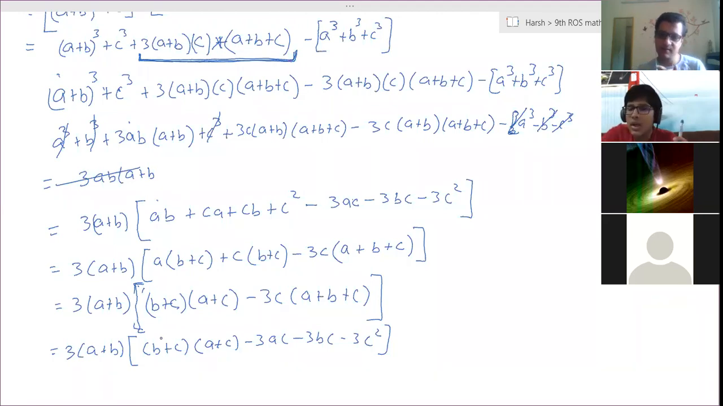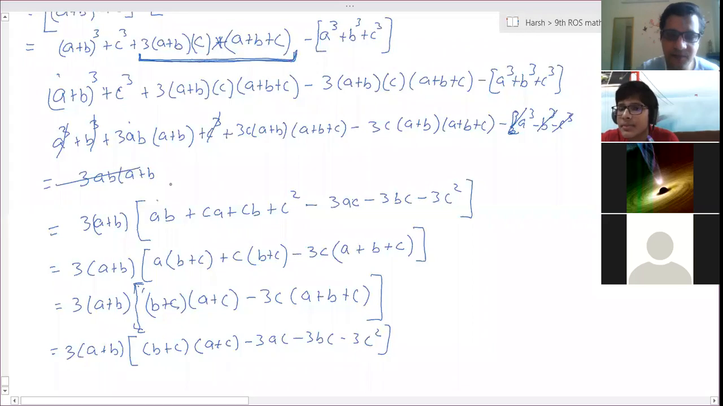Sir, I'm asking, without subtracting, I got the answer correct. Without subtracting means what? We subtracted minus 3c(a plus b plus c), right? We have to subtract it. That is part of the solution. You cannot remove it. You are telling me to just remove this part and do this one, right? No, sir, I did not even do the subtracting, but I got the answer correct. No, you have done some mistake.